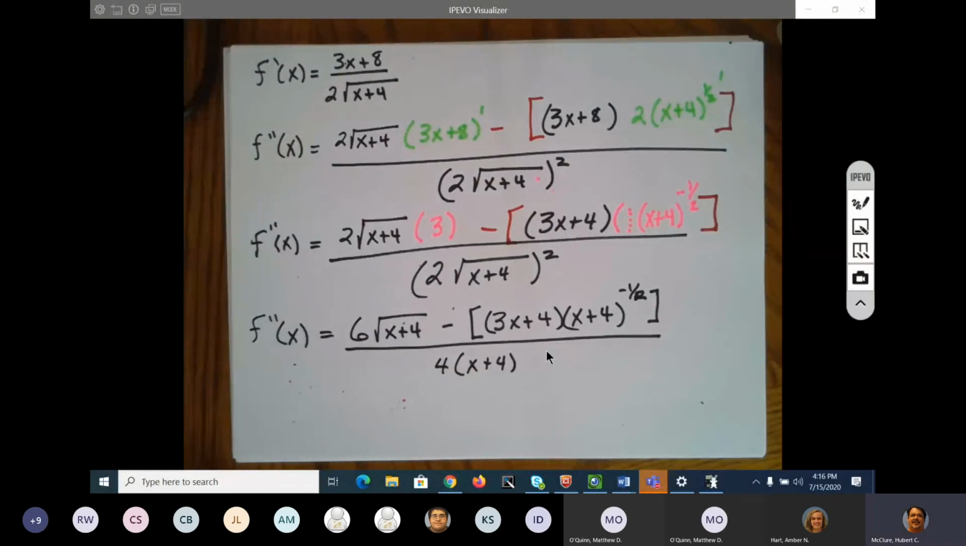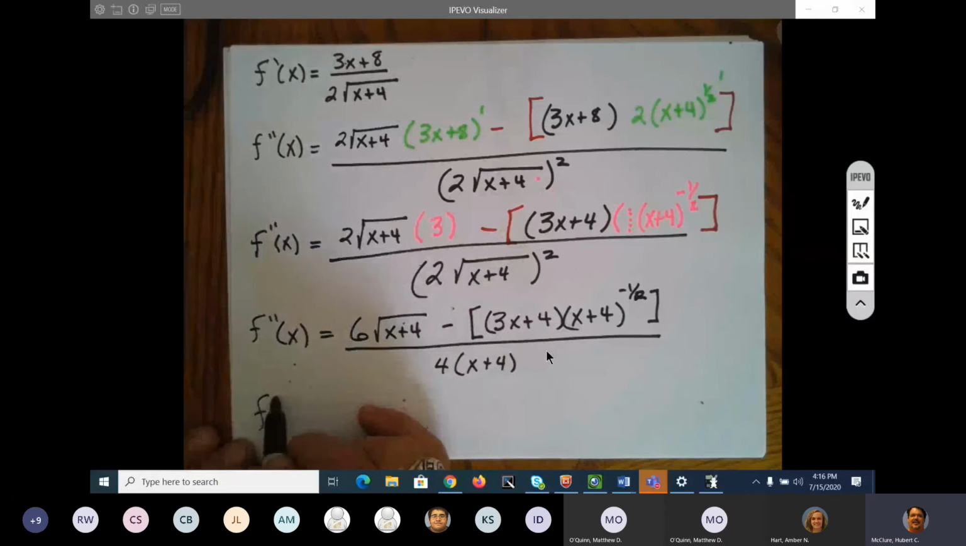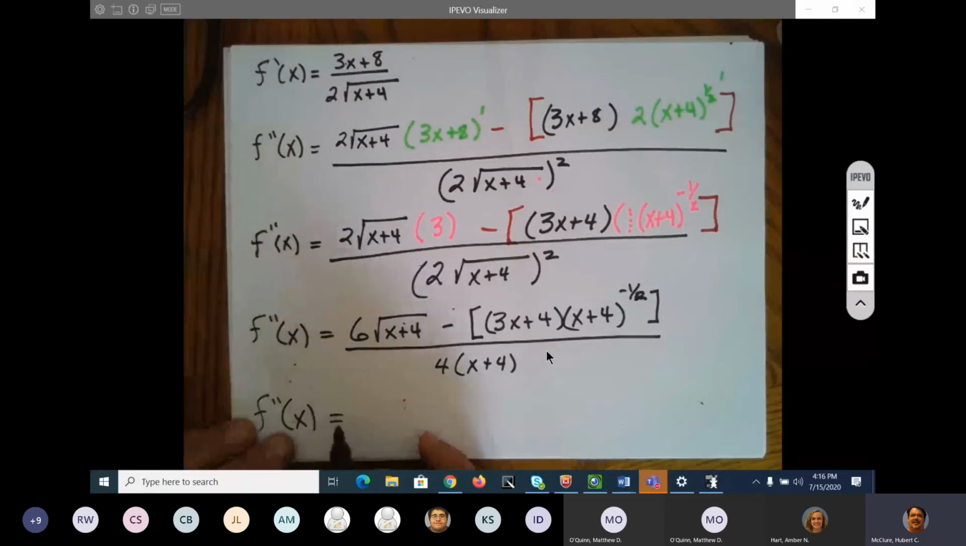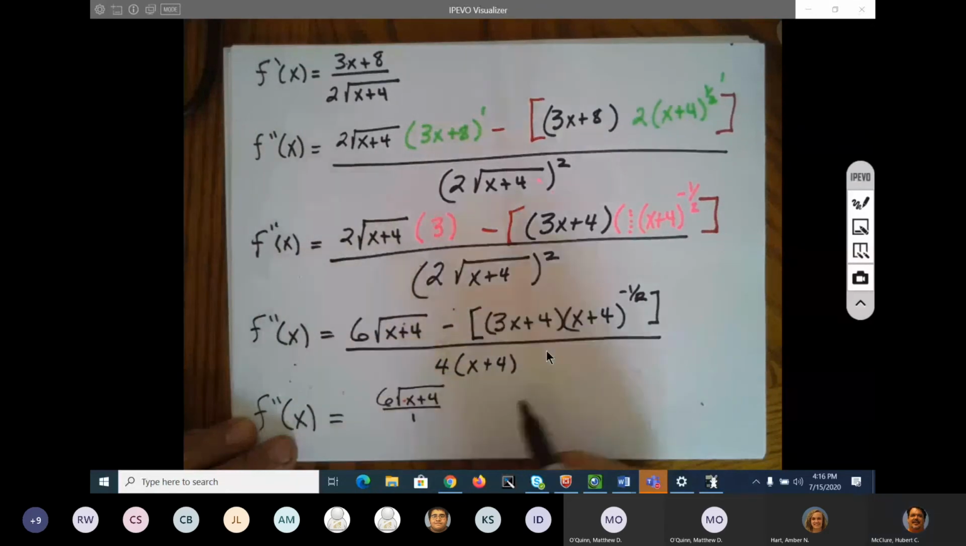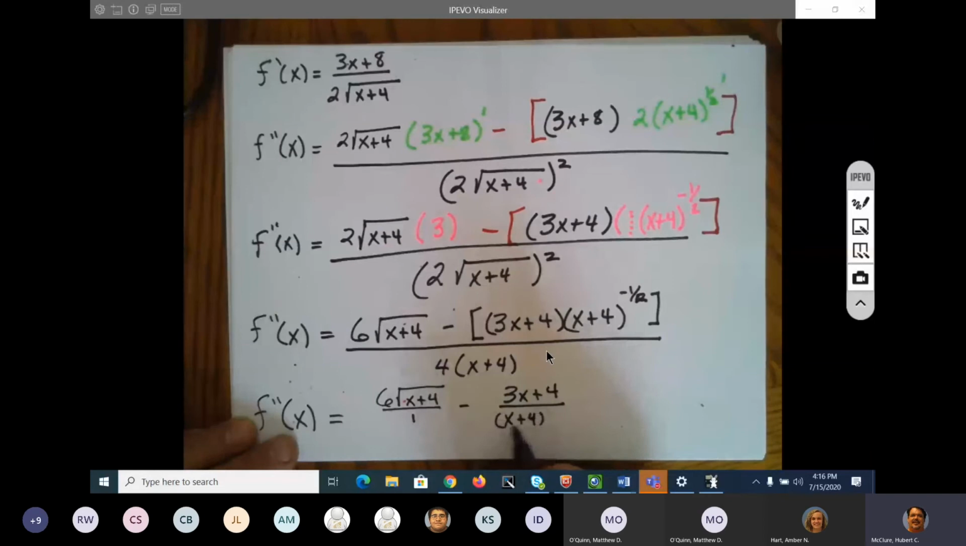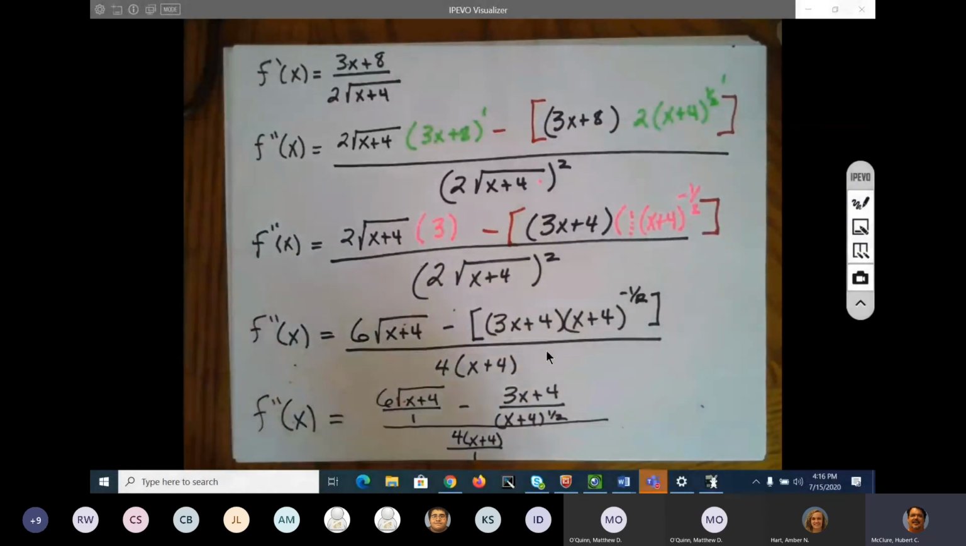So now I'm going to write it. F double prime of x is equal to 6 square root of x plus 4 over 1 minus 3x plus 4 over x plus 4 to the 1/2 power, over 4 times x plus 4 over 1. Now, why am I putting everything in the form of a fraction? Combinations and simplifications. Yes.